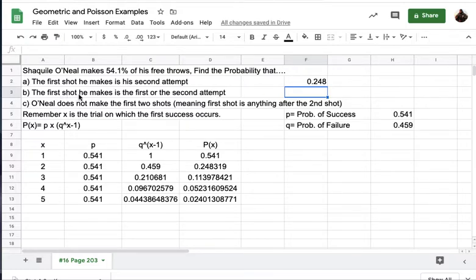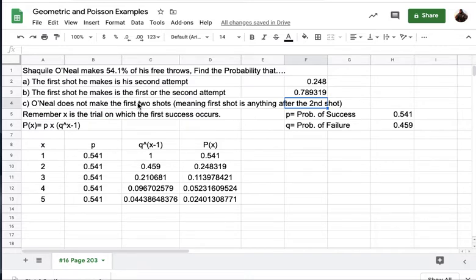What is the probability the first shot he makes is the first or the second attempt? Now, if we go back to Chapter 3, we remember that the word or usually indicates the addition rule. So first or second attempt means we want to add the probability of success on the first attempt plus the probability of success on the second attempt. So we will just go ahead up here until it equals a sum. We'll highlight those two numbers. And there we go. 0.789 is the probability of success on the first or the second attempt.